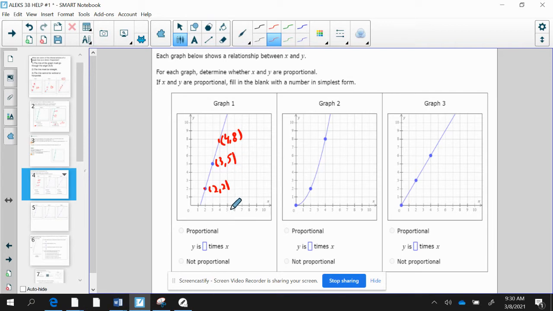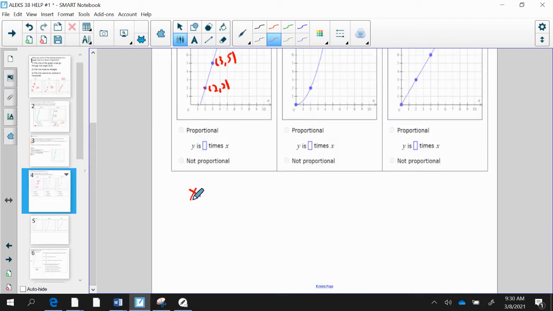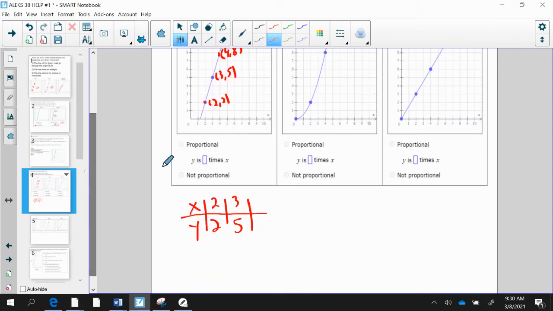y is 8. So if we were able to make a table of this, I would say that this is x, this is y, and when x is 2, y is 2. Okay, so far so good. When x is 3, y is 5. We're already starting to see that it's not going up or down by the same factor. And last, x is 4, y is 8.